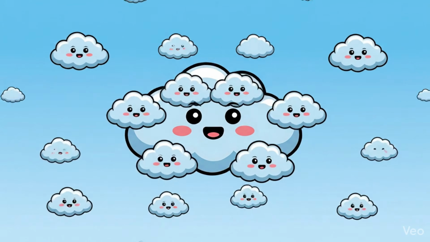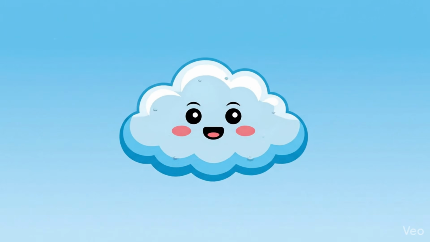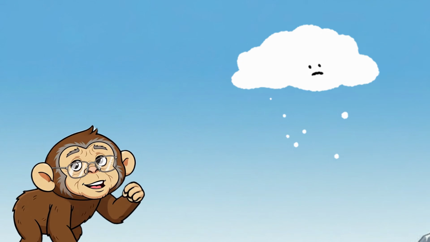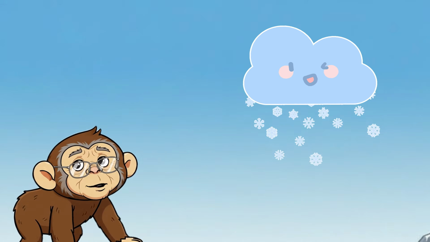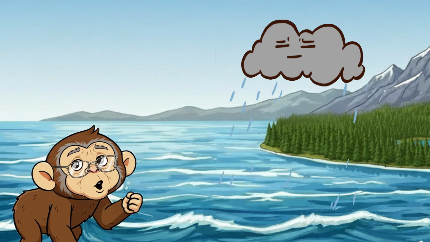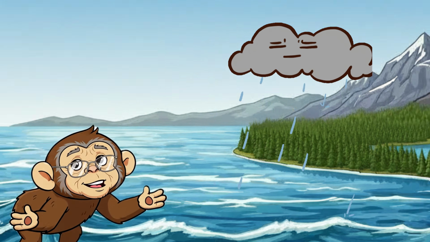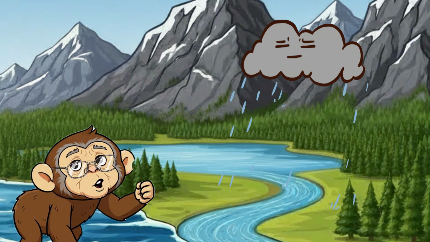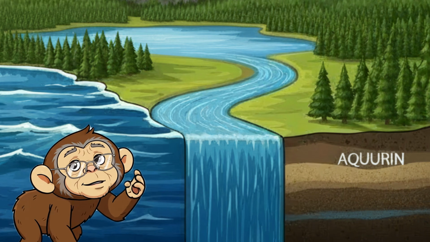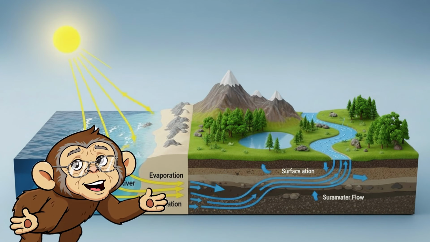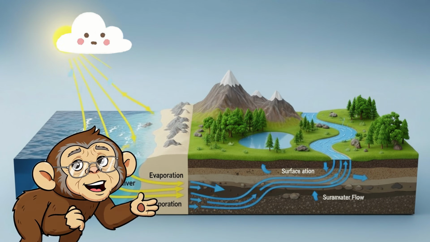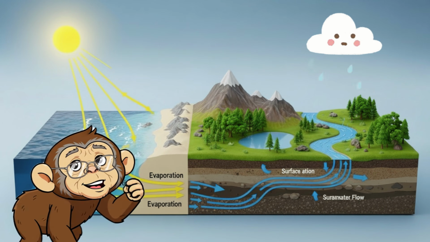When the clouds become very heavy and can no longer hold more water inside, they will break apart and turn into rain, hail or snow. This is called precipitation. When it rains, the water flows back to the oceans, lakes, and rivers. It also seeps into the ground and becomes groundwater. So the water cycle is a continuous cycle of evaporation, condensation, and precipitation.